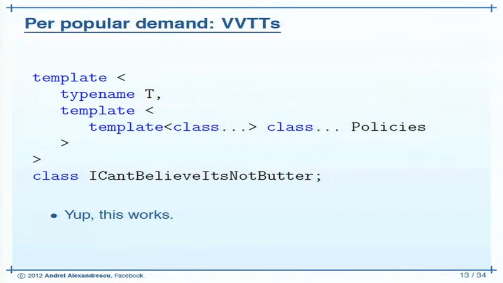All right, so this actually works. And let me actually give it a name. I'm staking the ground here. VVTTs, which is Variadic templates.